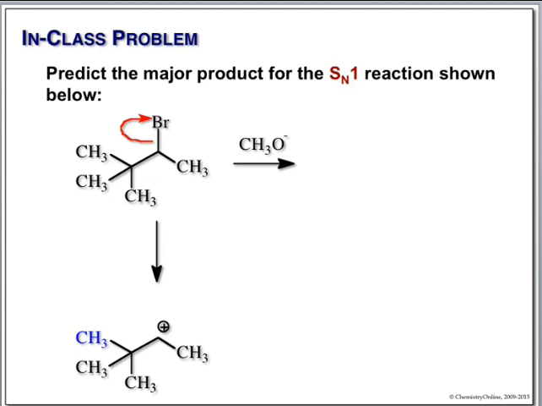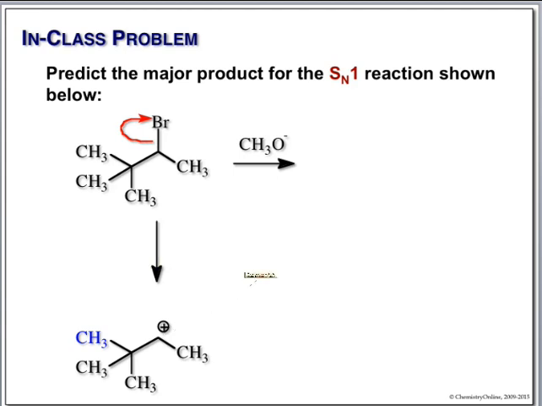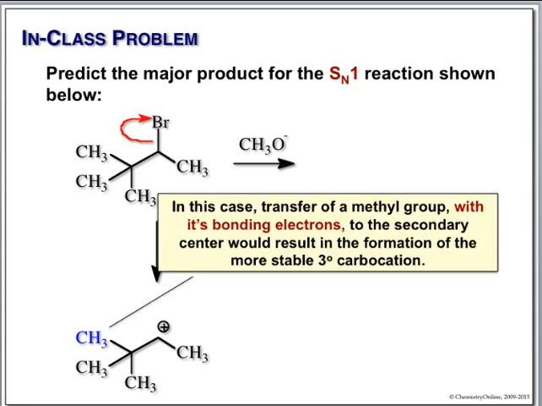Now, we don't have a hydrogen that we can do a 1,2 hydride transfer with. So in a case like this, we're going to do the best we can, and that is take our methyl group and do a transfer with it. This is a quaternary center, isn't it? Bonded to four carbons. In a case like this, this entire methyl group with its pair of electrons simply slides, just like the hydride did, from here to here. So it's a 1,2 methyl shift, we call it.